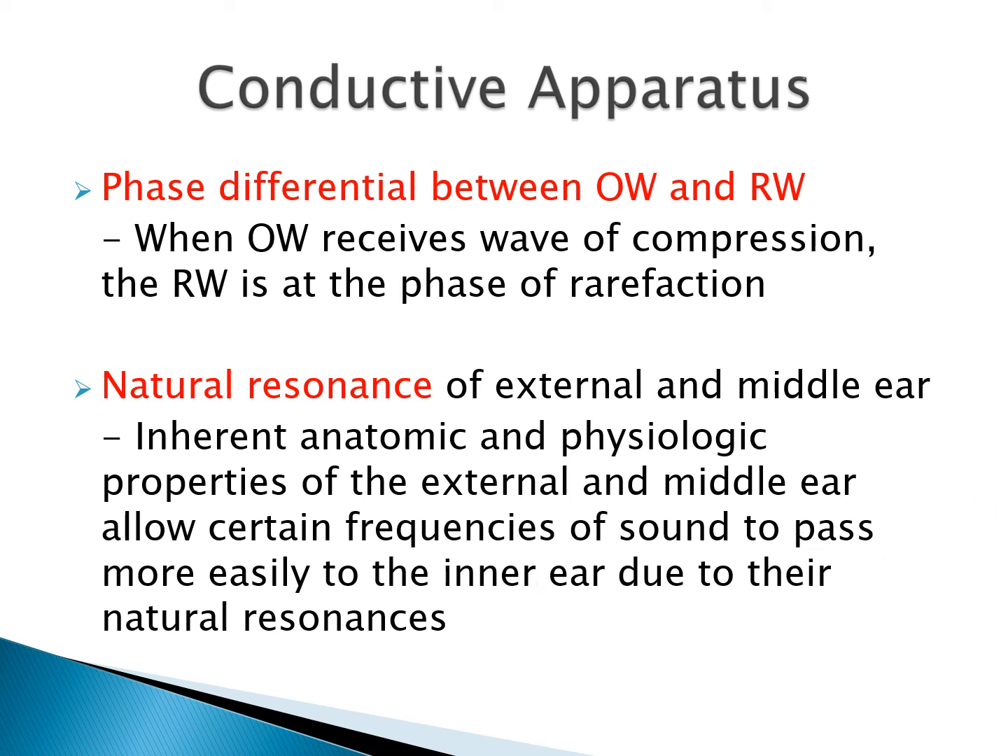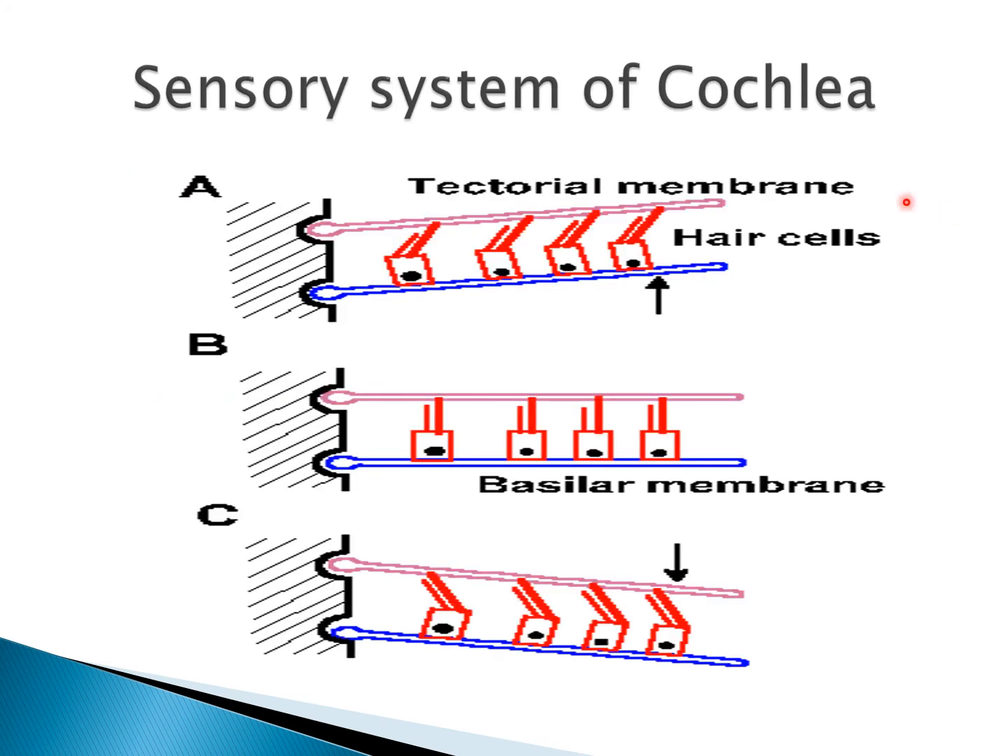Now we move on to the next part of hearing, that is the sensory apparatus. So we have seen the details of the organ of Corti. Now these are the hair cells and this is the tectorial membrane. So the movement of the tectorial membrane towards the kinocilia, that is the longest cilia of the hair cell.